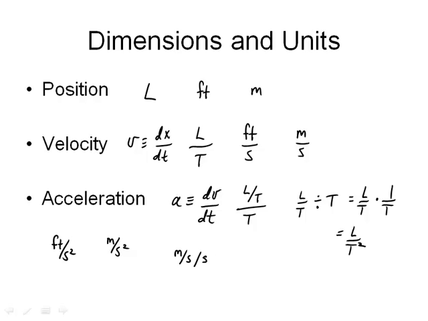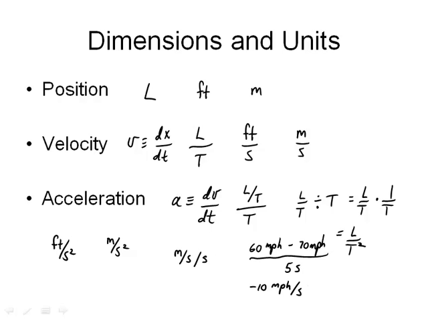Acceleration is not velocity. If I'm traveling at 70 miles an hour and I slow down to 60 miles per hour and I do that in 5 seconds, that's 10 miles per hour per 5 seconds, or 2 miles per hour per second. So again, I started at 70 miles per hour. I went down to 60 miles per hour and I did it in 5 seconds. So that's minus 10 miles per hour per second.